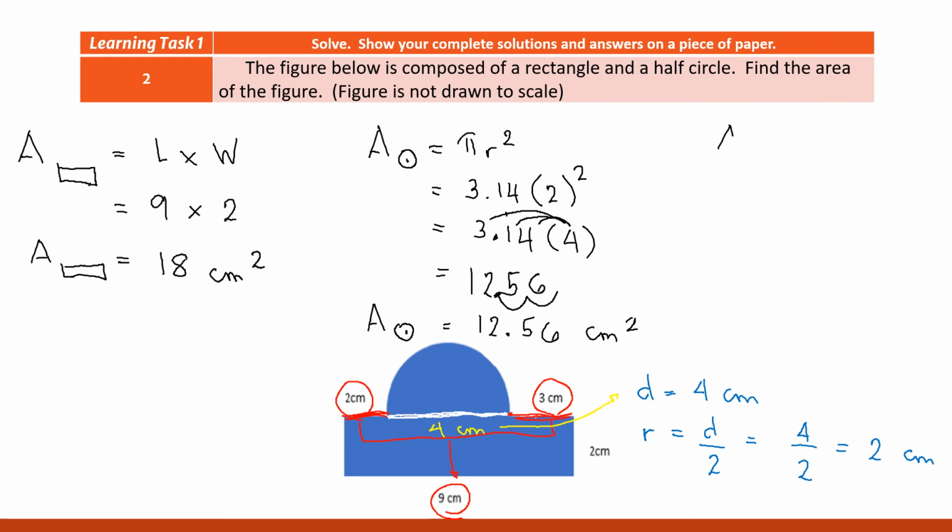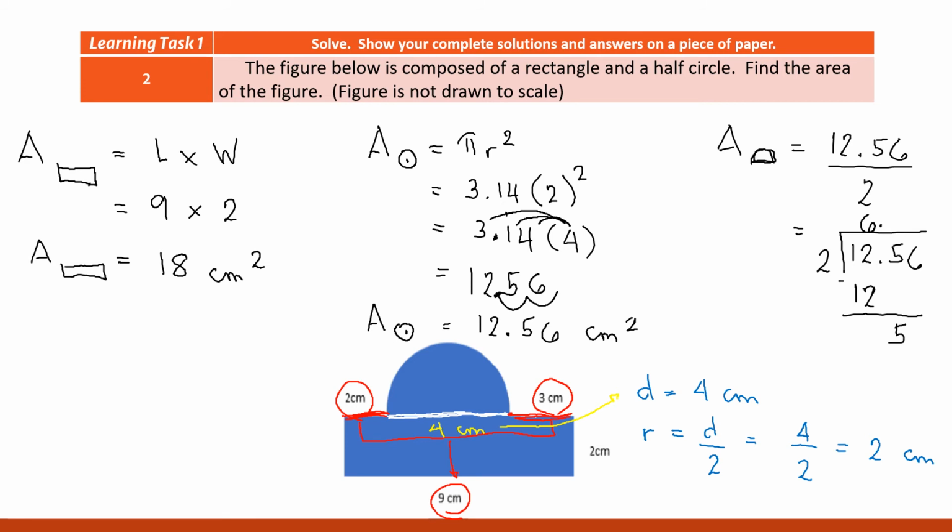Para naman makuha natin ang area of a semicircle, kalahati lang, edi yung 12.56, okay, ay i-divide lang natin sa 2. So, tingnan natin, 12.56 divided by 2. So, at first, meron tayong 12 divided by 2. The answer is 6. 6 times 2 is 12. And then subtract 12 from 12. The answer is 0. Tama? So, bring down 5. Okay? So, copy the decimal point.